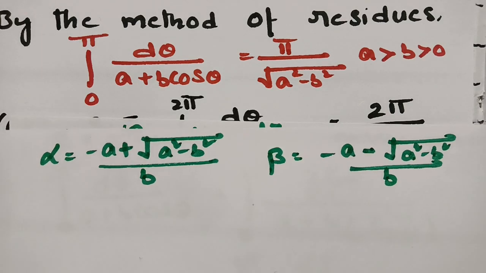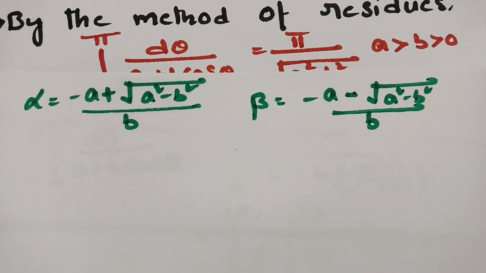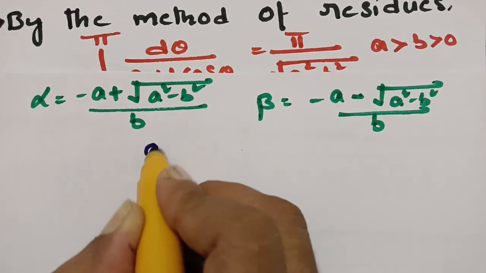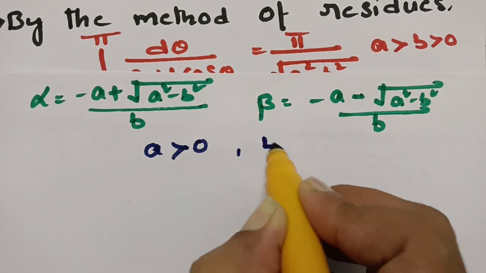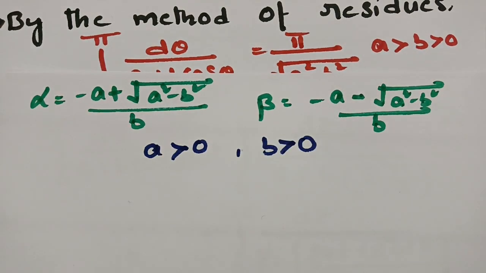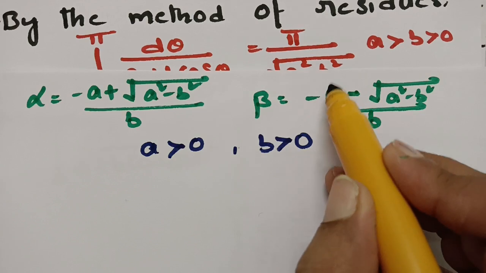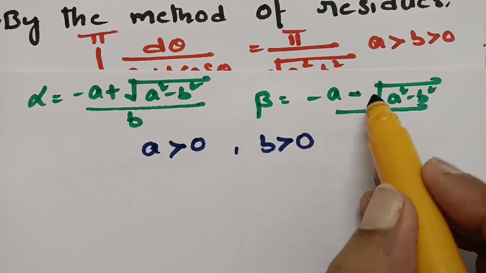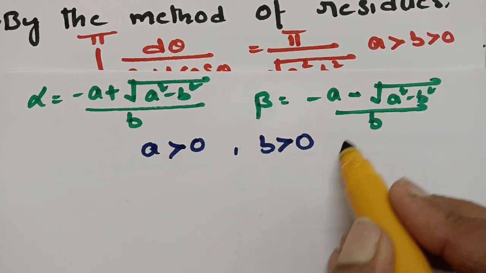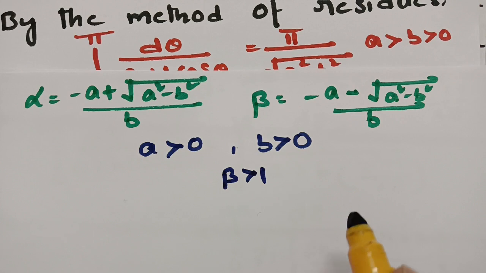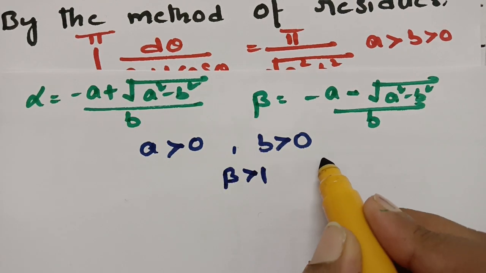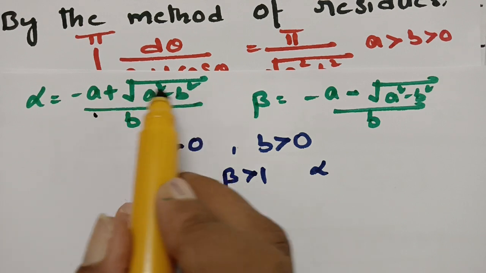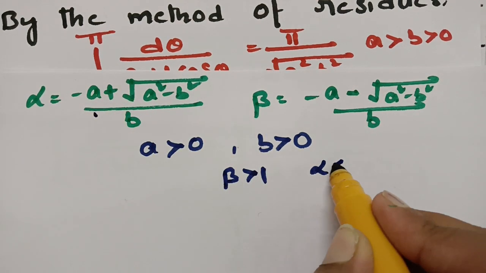Clear? And it is given that a is a positive value, so a is greater than 0, and b is also greater than 0. Let us suppose a is 1 and b is some value. Then beta will be minus 1 minus something, which will be less than minus 1, so the magnitude of beta is clearly greater than 1. And alpha is minus 1 plus something, some 0 point something, so its magnitude will be less than 1.